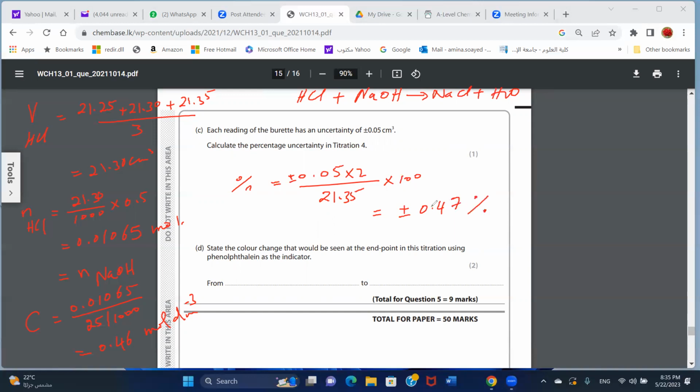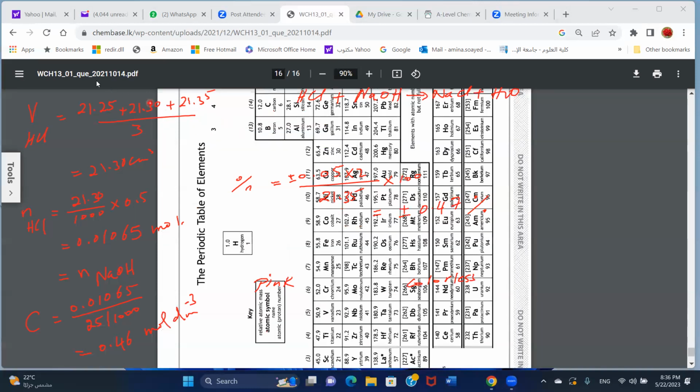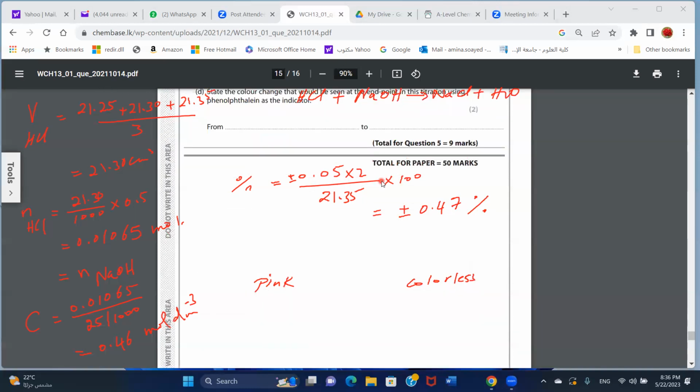Okay. Abdurrahman, state the color change that would be seen at the end point in this titration using phenolphthalein as indicator. Do you remember what we started with? Yes, from pink to colorless. Excellent, because we started with sodium hydroxide, so it will be pink and change to colorless. Okay, I think we finished this paper. Do you have any question here?